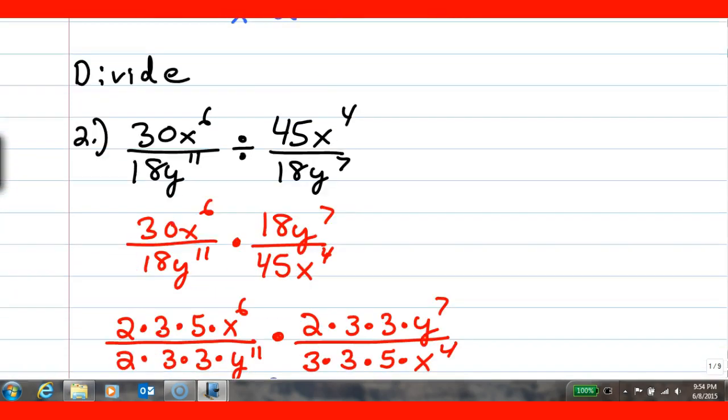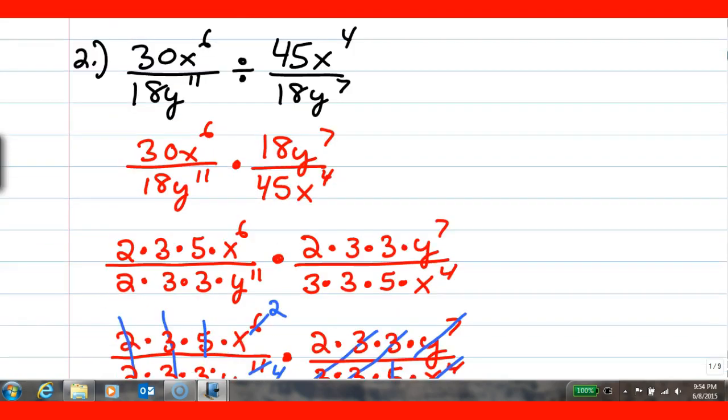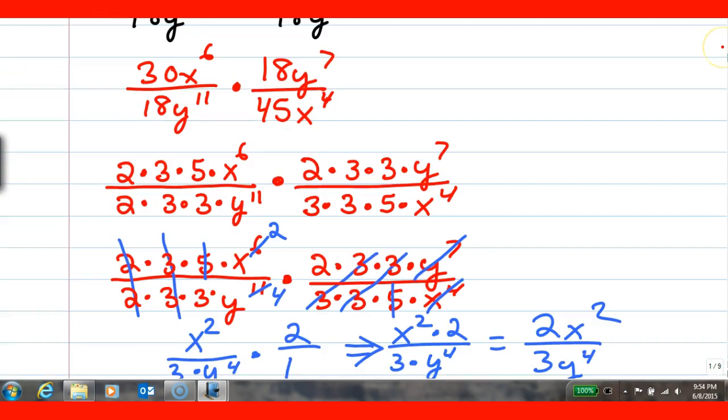It says divide. So on number 2, I have 30x to the 6th divided by 18y to the 11th. This is then divided by the fraction 45x to the 4th over 18y to the 7th. The first thing I'm going to do is rewrite this as a multiplication. So the divisor, the second fraction, is going to flip over. It's going to become its reciprocal. So that I have the 18y to the 7th in the top and the 45x to the 4th in the bottom. Now I have a multiplication problem. I want to pull this thing apart so I can look at canceling.